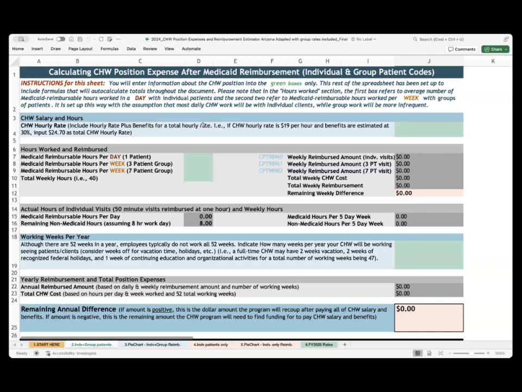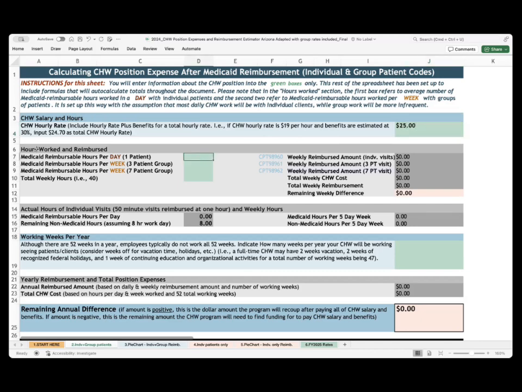All right, so to get started, we have CHW salary and hours. The first green box here, you want to put in the CHW's hourly rate, and that needs to take into account not just the hourly rate, but also the benefits worked into it. In the example we have here, if the hourly rate is $19 per hour and the benefits are estimated at 30%, you'd put in $24.70 as the total CHW hourly rate. I'm going to go ahead and put $25 in here just to keep the math really simple. So there's my hourly rate.